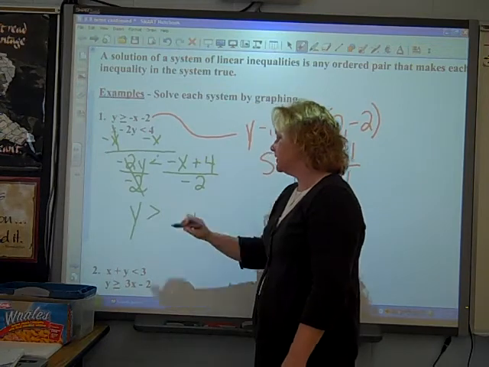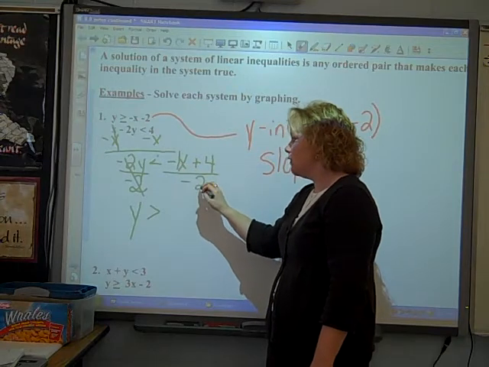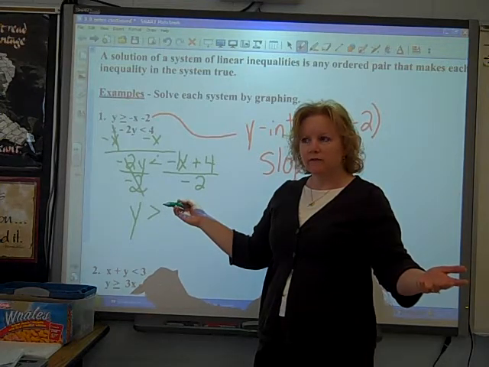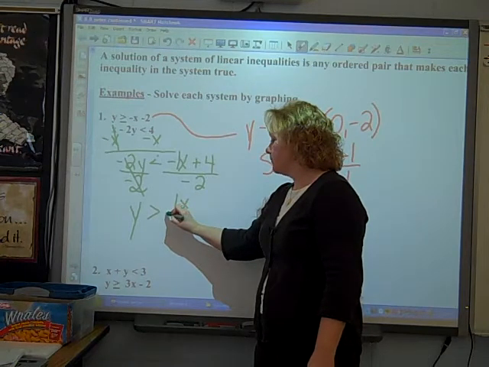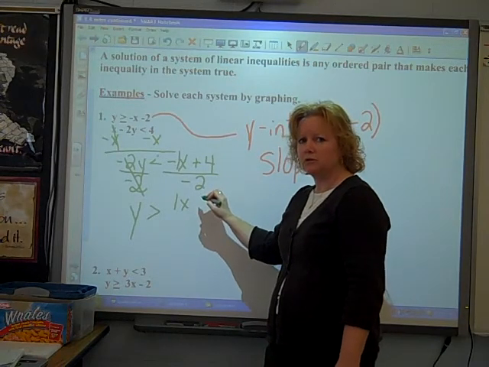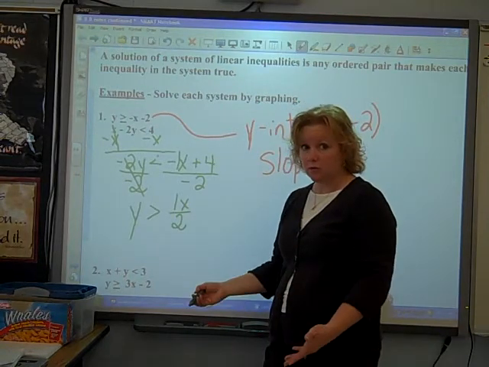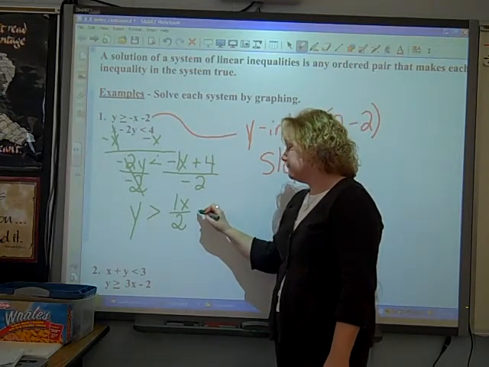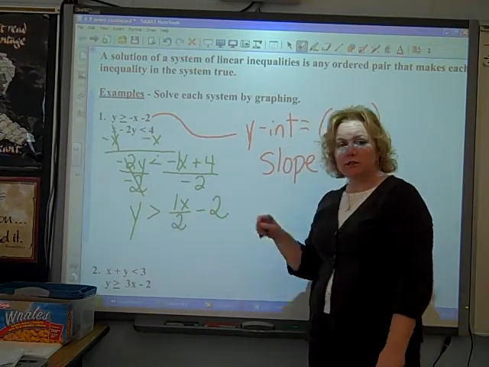My y is now by itself. I have flipped the sign. Remember, there's a 1 there, so this is actually negative 1 over negative 2. So how am I going to write that? Isn't this divided by negative 2 and this divided by negative 2? So negative 1 over negative 2 is positive 1 over 2, right? The negatives cancel each other out. And then 4 divided by negative 2 is what? Negative 2. So now it's in slope-intercept form.